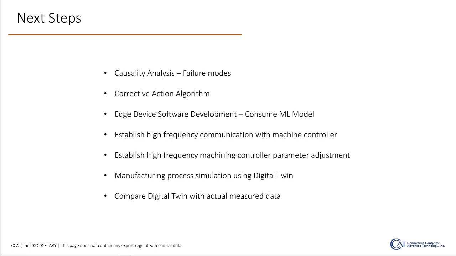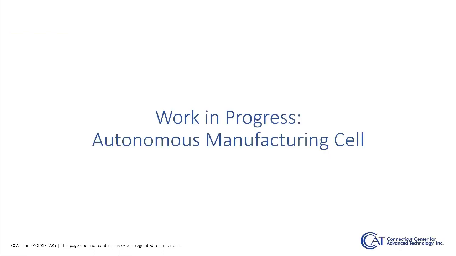And then we've got to develop the edge device software so that we can consume the model on the edge device, establish a high frequency communication with the machine controller, establish a high frequency machine controller parameter adjustment, and then manufacturing process simulation using digital twin. So in our software, we want to be able to use the model and run an NC code and then produce a model of a cut part and then be able to measure that model that has the predicted values that part's going to come out to given the current state of the machine. And then compare that digital twin with actual measured value, as I mentioned before, so that we can make adjustments to the model based off that deviation that we might see.